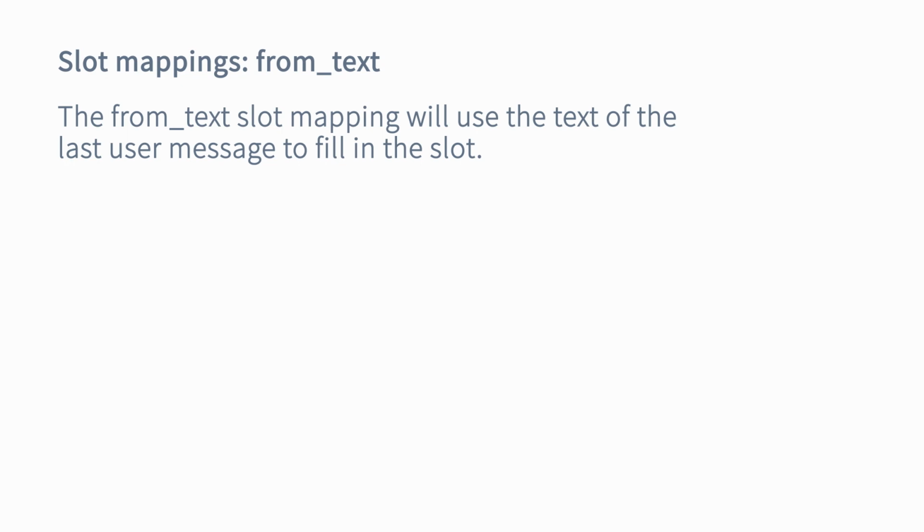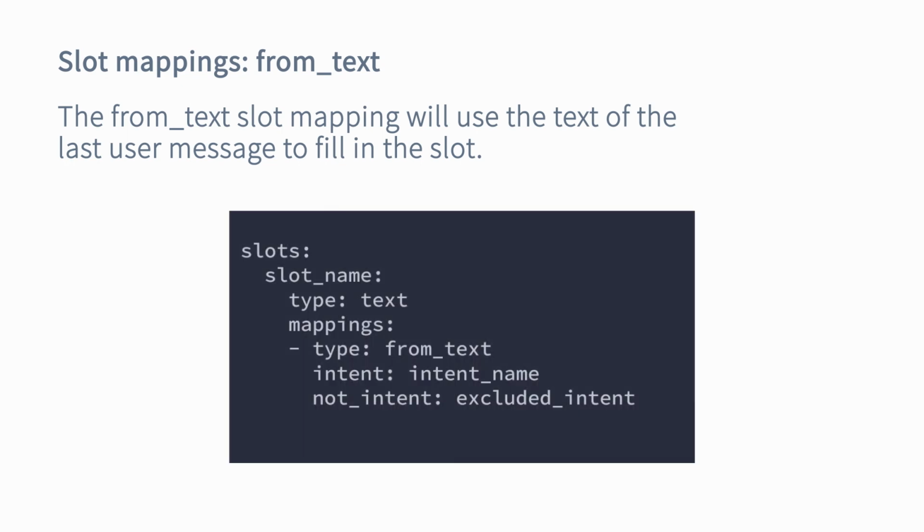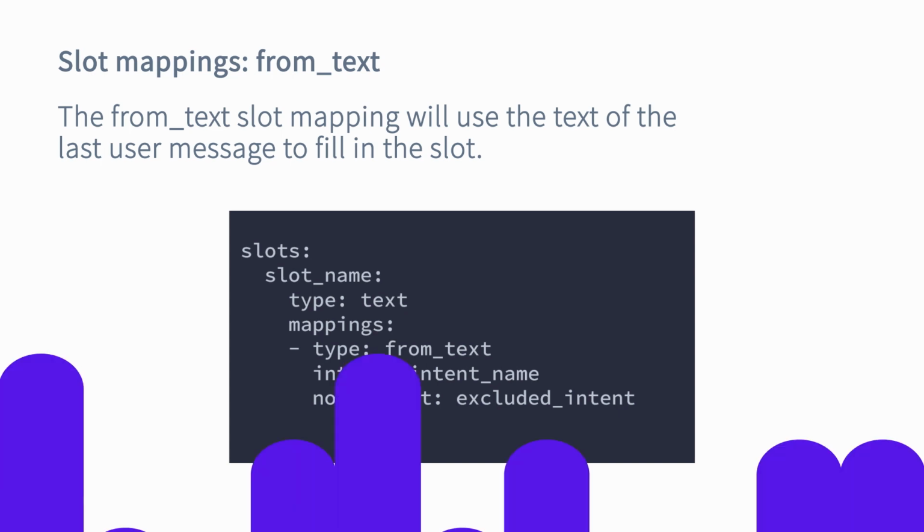From text, slot mapping is quite unique because it allows you to use the text of the latest user message to fill in the slot. Here, once again, you can add some additional parameters like an intent or not intent.